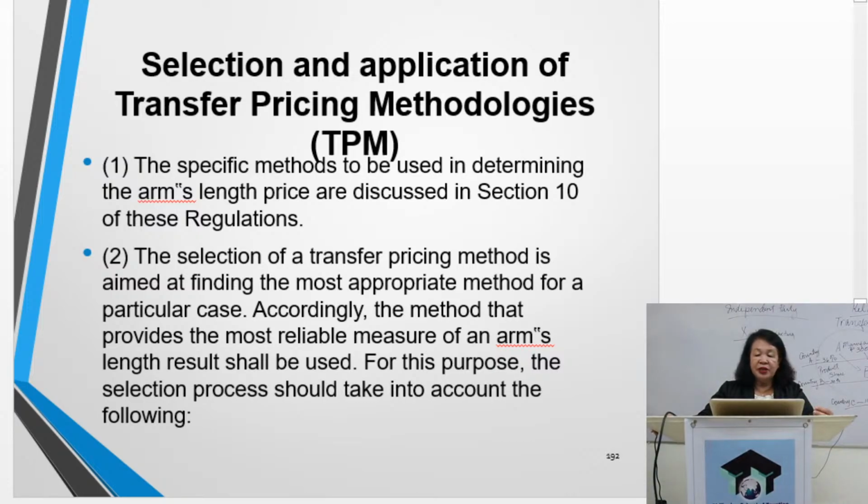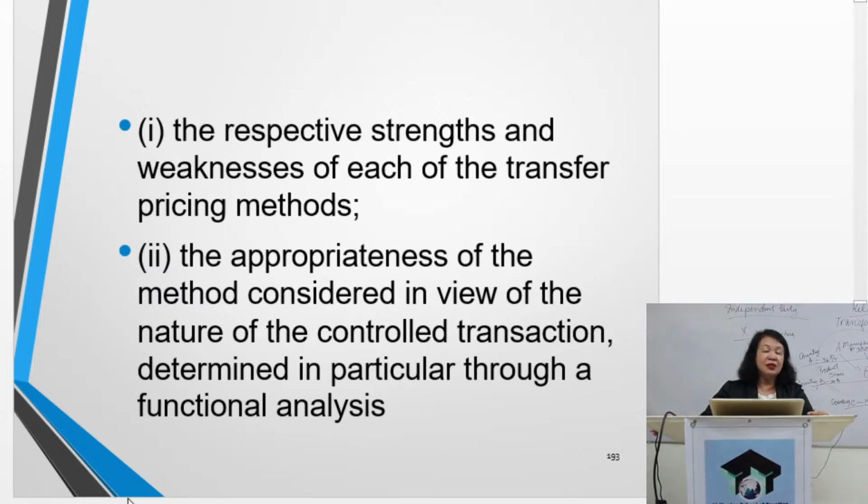And also the selection of a transfer pricing method is aimed at finding the most appropriate method for a particular case. Ano yung particular case? Depende na yun sa nature, functions, assets, risk ng company. Accordingly, the method that provides the most reliable measure of an arm's length result shall be used. Ano yun? The method daw that provides the most reliable measure of the arm's length result shall be used. Yun yung gagamitin. So for this purpose, the selection process should take into account the following. Ito yung gagamitin ng selection process. Okay? The respective strength and weakness of the transfer pricing methods.